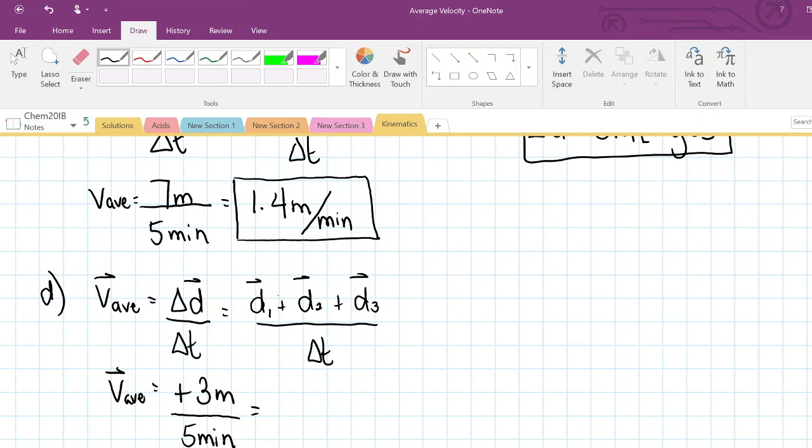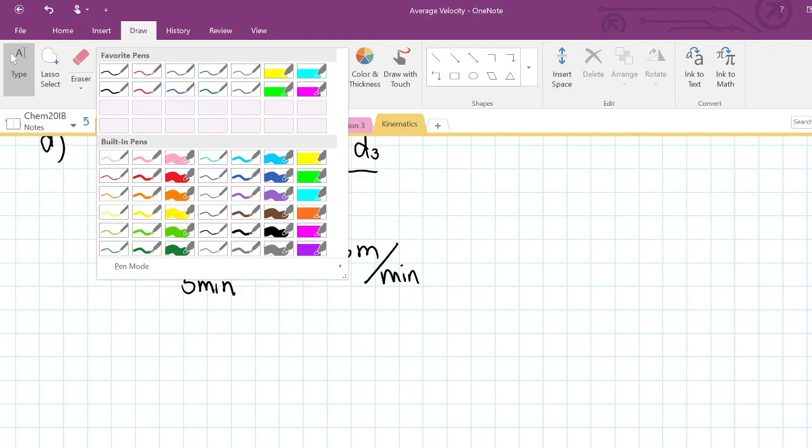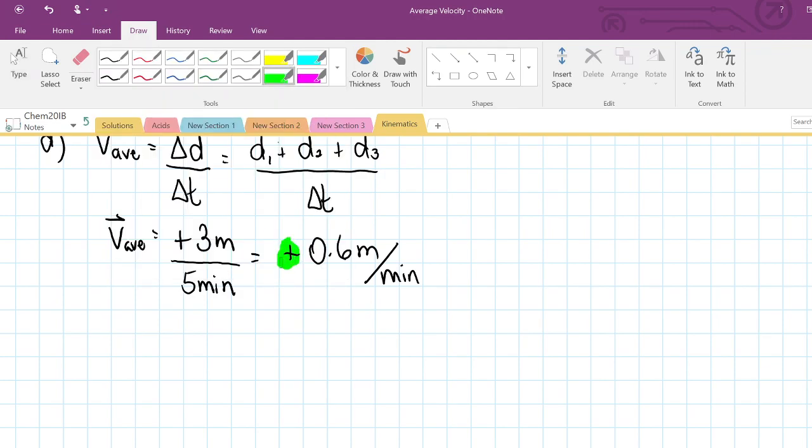And so that tells us that if Nick was traveling 3 meters in 5 minutes, he was traveling at a whopping velocity of positive 0.6 meters per minute. He was flying, so to speak, right? Now, remember, this positive sign is important because it tells me the direction that the velocity vector would point. And so this is 0.6 meters per minute to the right.